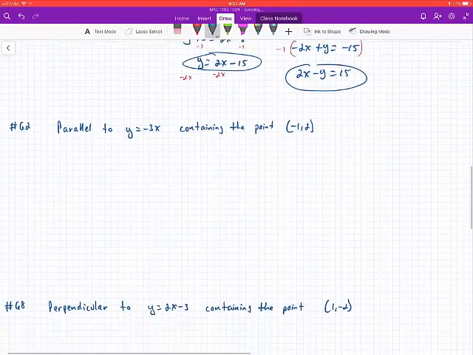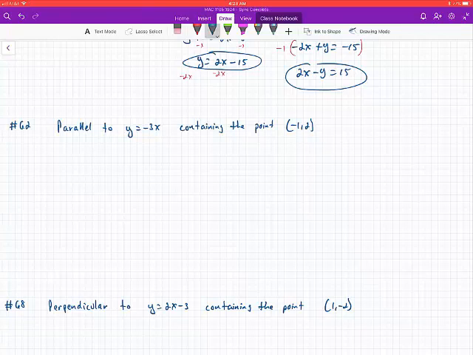All right, let's look at number 62. And in number 62, they're asking us to find the equation that is parallel to y is equal to negative 3x and contains the point -1, 2. Now, in order for line 1 to be parallel to line 2, slope 1 has to be equal to slope 2. So the slope of line 1 has to be equal to the slope of line 2.